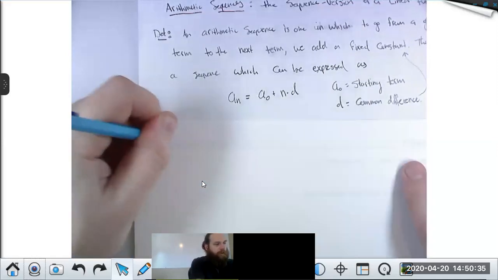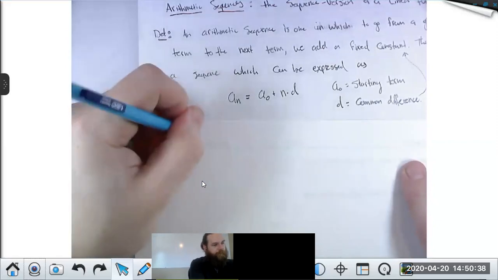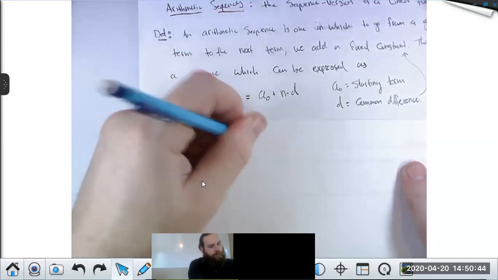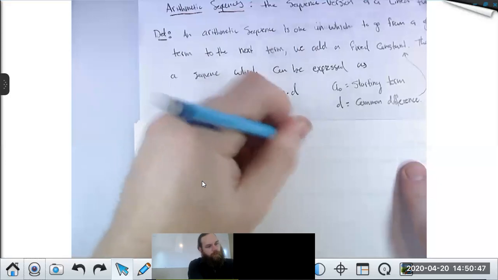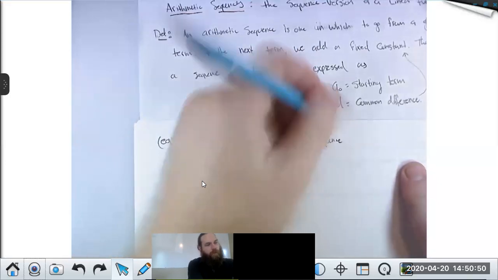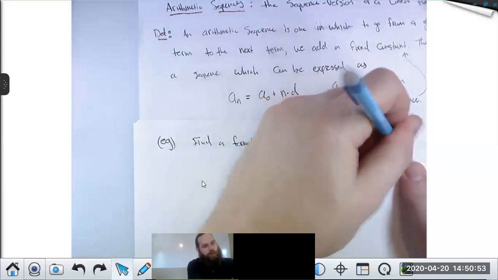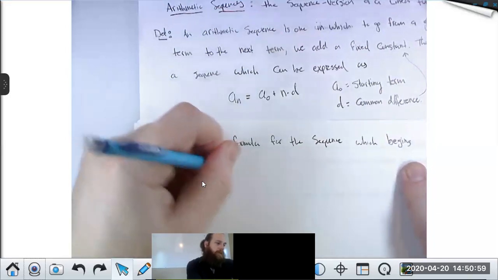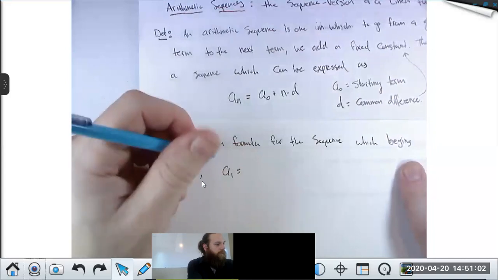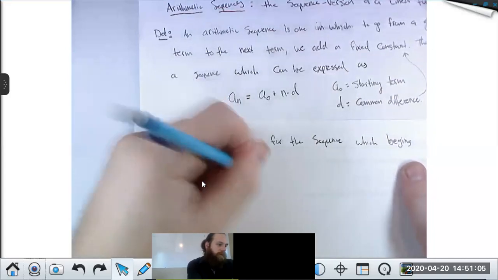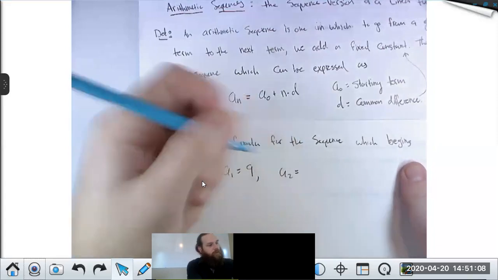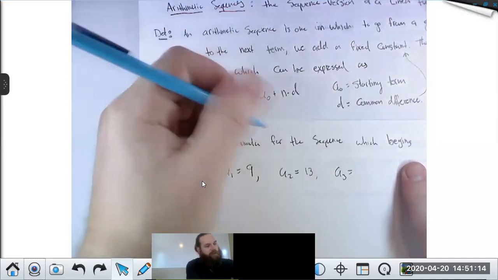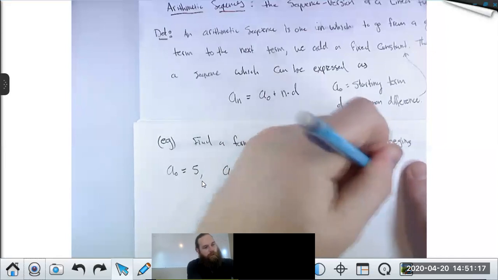So an example of an arithmetic sequence, let's find a formula for the sequence which begins, maybe A0 is 5, A1, let's say is 9, A2 is 13, A3 is 17, and so on.